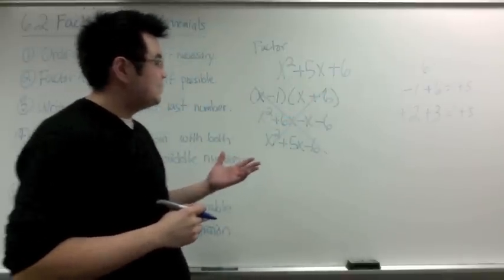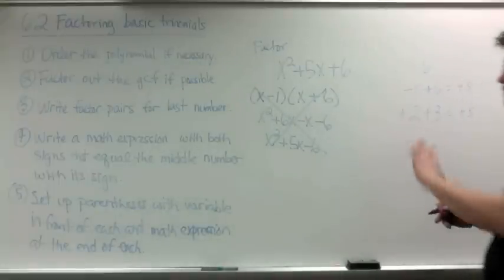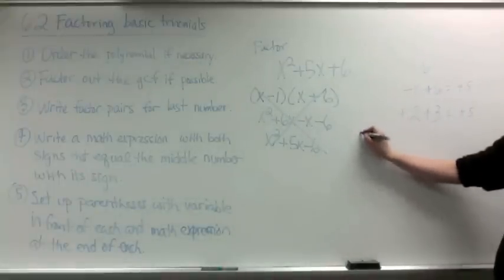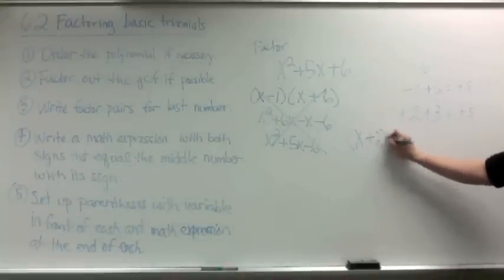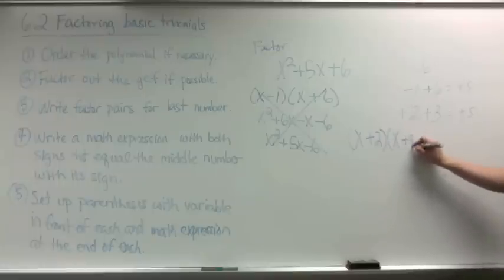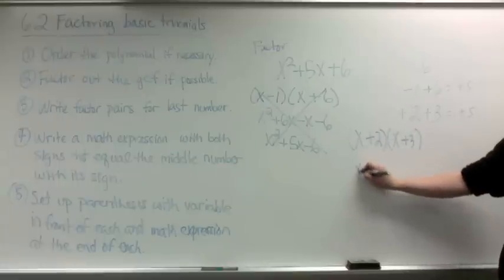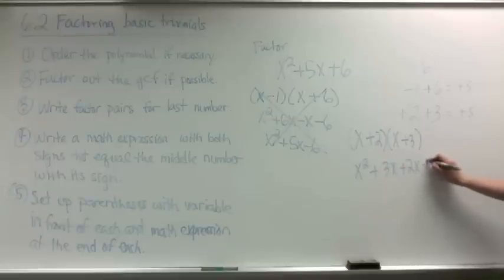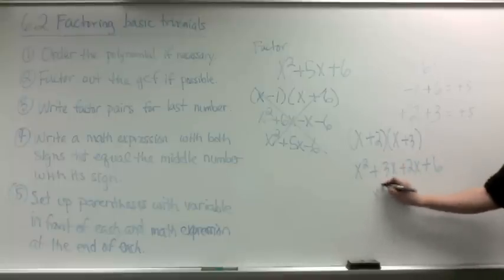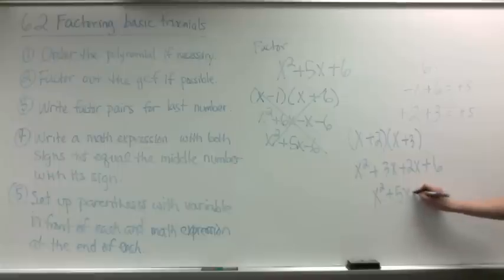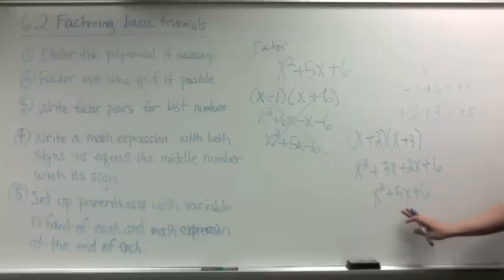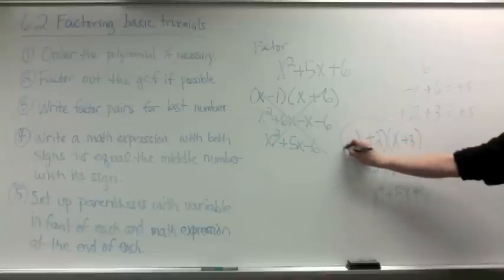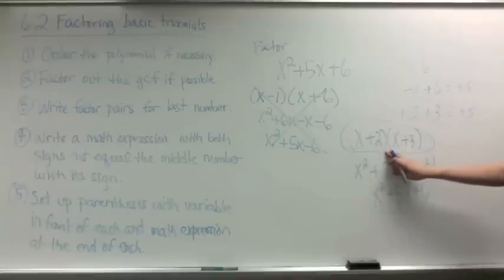So now let's just double check to make sure this is correct, even though process of elimination would tell us that it is correct. We have x plus 2 times x plus 3. We're going to distribute and then combine like terms. And then indeed we find that this actually matches our original trinomial, so we know that to factor x squared plus 5x plus 6, we get x plus 2 times x plus 3.